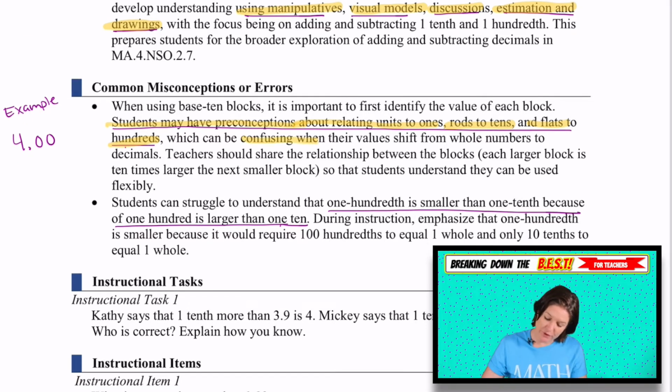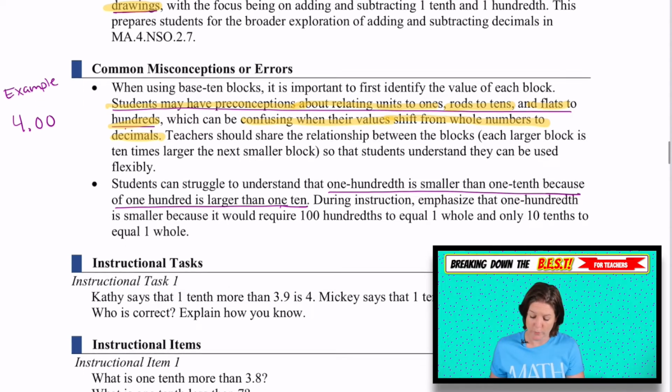And this can be confusing when their values shift from whole numbers into decimals, because we use base 10 blocks to also model using decimals. So really take time to help students make that shift, that now the hundreds block is becoming that 1. The 10 rod is becoming a 10th, and the little unit cubes that used to be ones are now going to be hundredths when we're modeling.